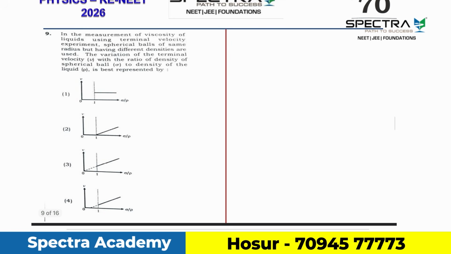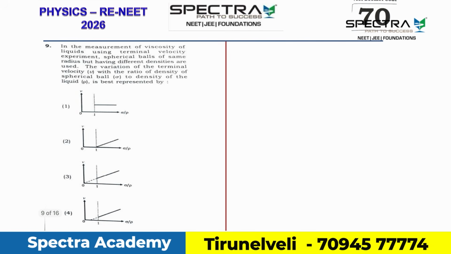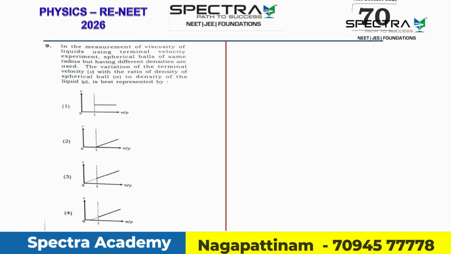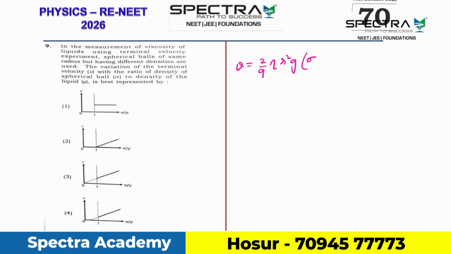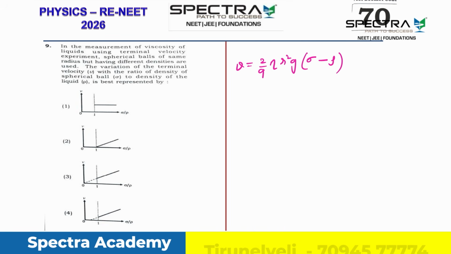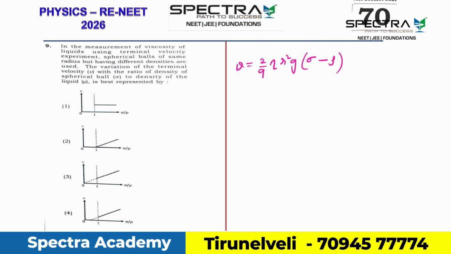In the measurement of viscosity of a liquid using the terminal velocity experiment, spherical balls of the same radius but different density are used. The variation of terminal velocity with the ratio of density of the spherical ball to the density of the liquid is. So what is the terminal velocity equation? Terminal velocity is equal to 2 by 9 eta r square g into density of the spherical ball, that is sigma, minus density of the liquid. Right. So I need a graph connecting V versus the ratio of density of spherical ball to liquid. That ratio I have to make.